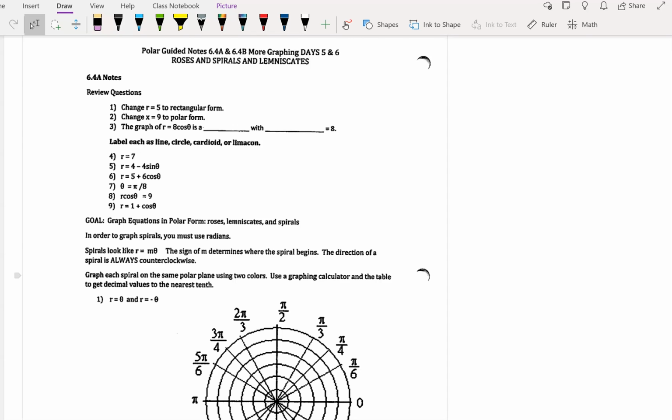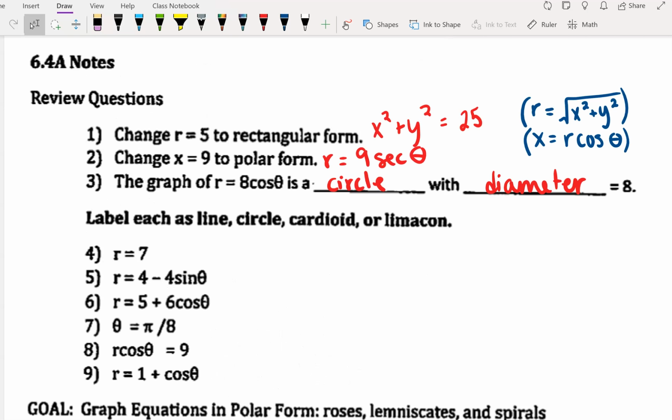So go ahead and pause the video and do those first three review problems, and then when you unpause, I'll put the answers up. Alright, so here are the answers. The first one is a circle, and I used this to help get that answer. The second one is a line, but I replaced x with r cosine theta. And then the last one is a polar equation for a circle with diameter of 8.